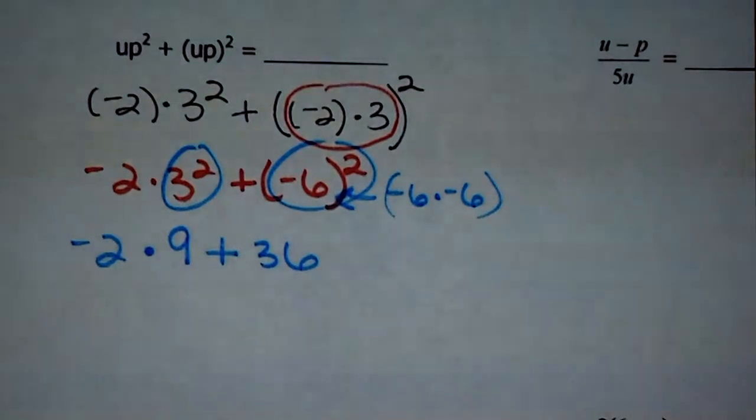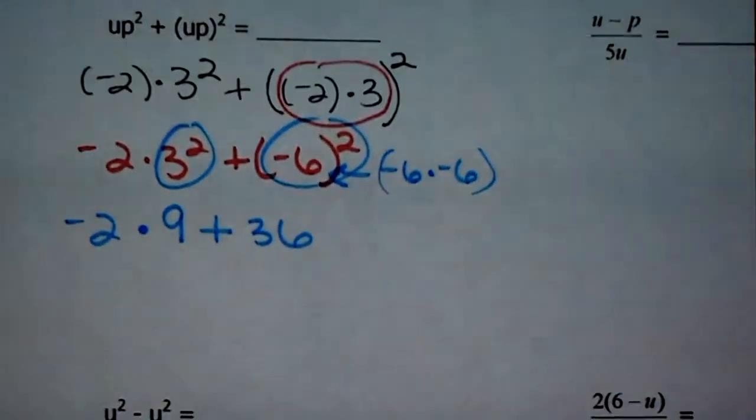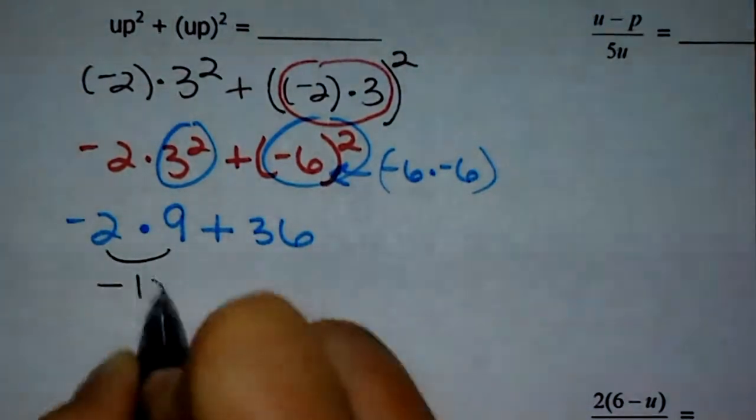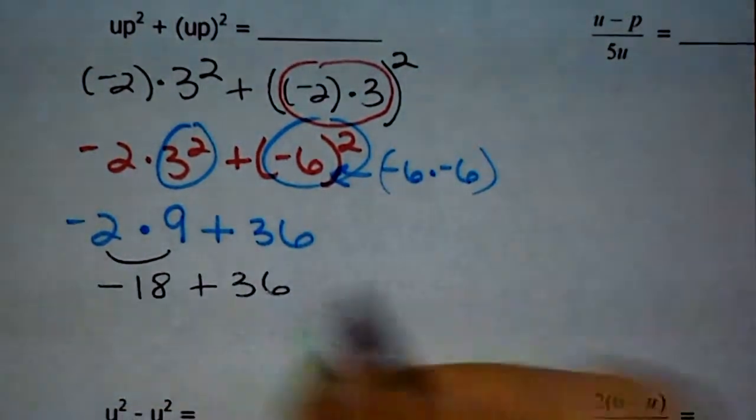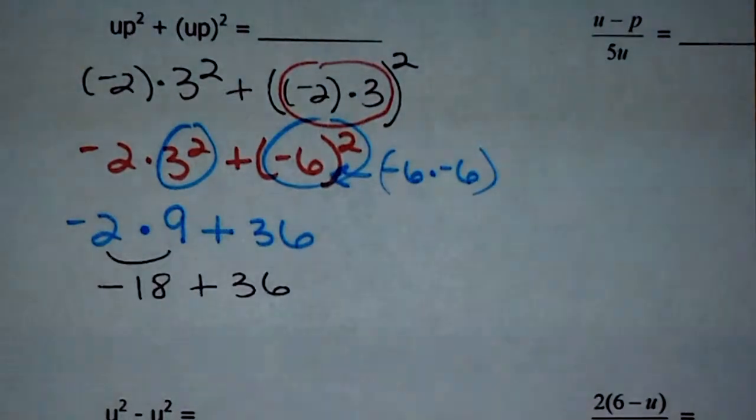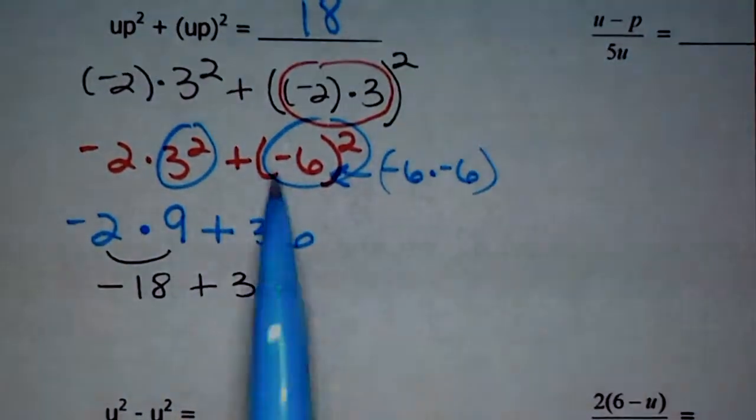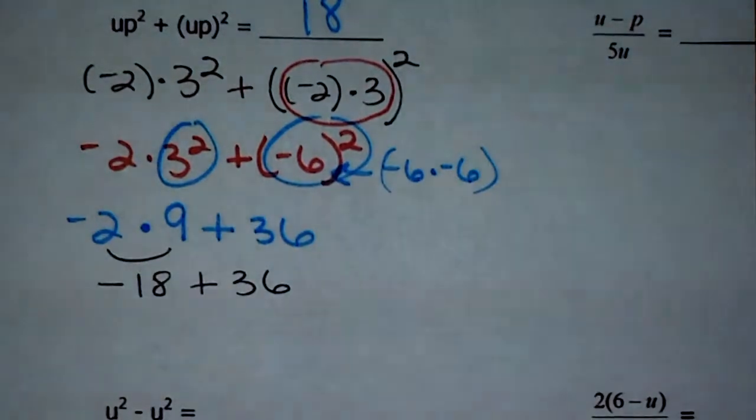All right, next on the order of operations list is multiplication and division from left to right. Here's some multiplication. A negative times a positive is a negative. And I'm left with negative 18 plus a positive 36. One of each says subtract the digits. So 36 minus 18, when you do that, you get 18. And the higher digit's positive, that means my answer is positive.